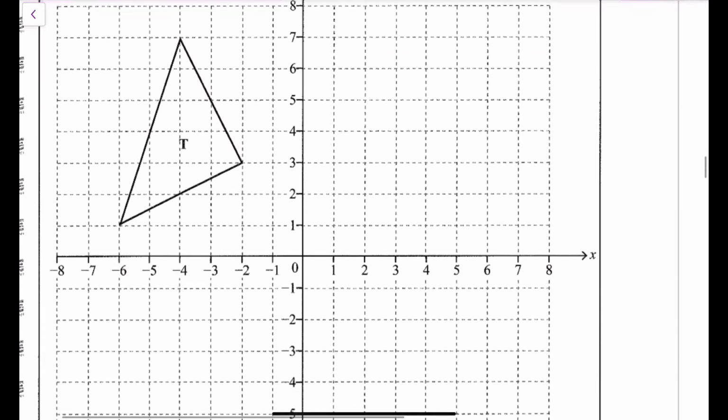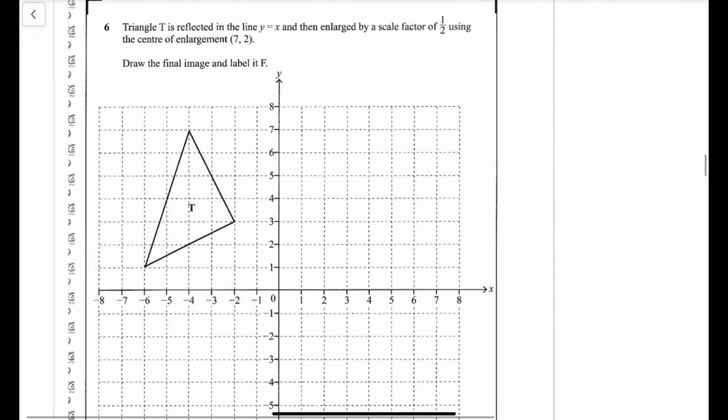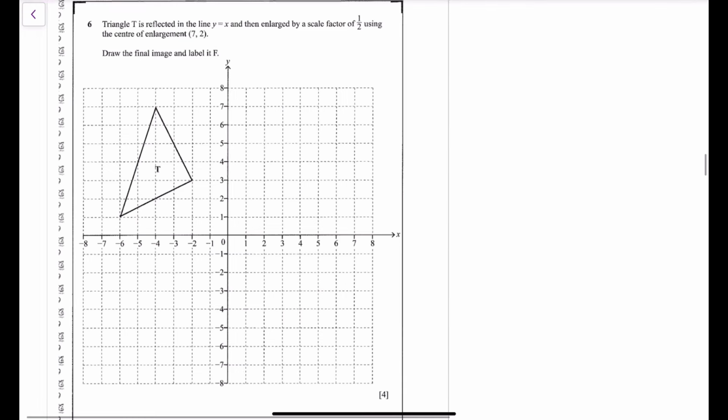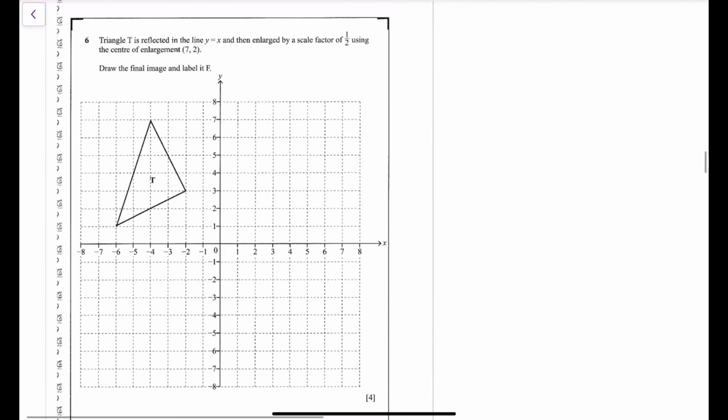Okay, right, apologies, this one is going to be an awkward one to show on this screen here. It says a triangle T is reflected in a line y equals x, and then enlarged by the scale factor of 1/2 using a centre of enlargement (7, -2). Okay, let's do the reflection first. So it goes through these 3 points, y equals x. Let's just link that up with a nice straight line as best as I can.